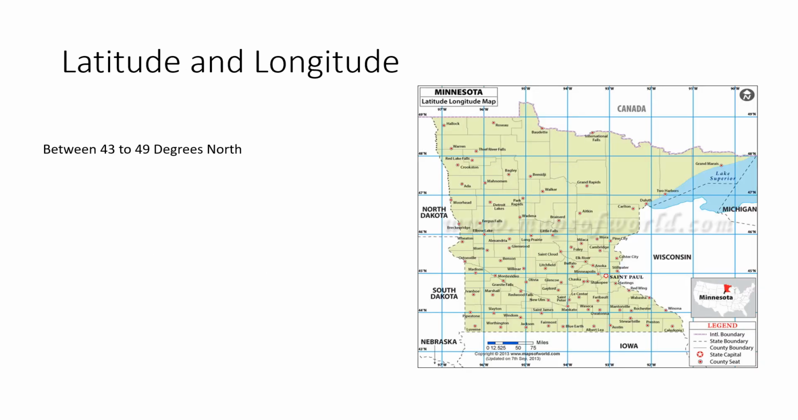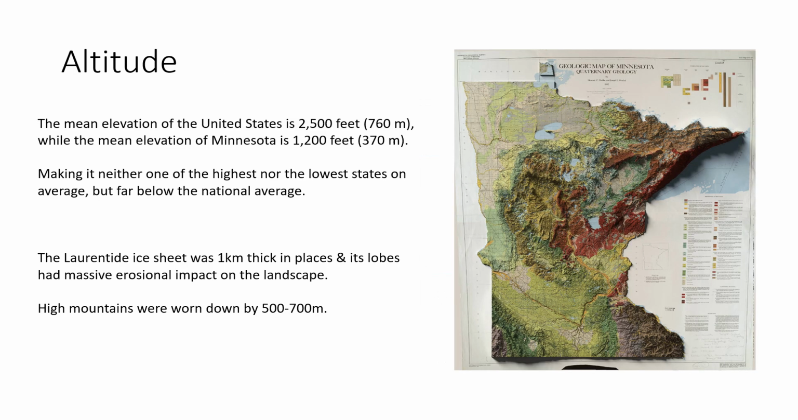Latitude and longitude. Here we're really just looking at the location, and it's really that kind of 43 to 49 degrees north. And that's the important bit. It's far enough north that during the last ice age it was covered by an ice sheet, but far enough south that it wasn't totally covered, that it was on the margins of that ice sheet, that those lobes could advance and retreat and could generate both erosional and depositional landforms within this area. So its location, that marginal location, is important to the landscape we find.